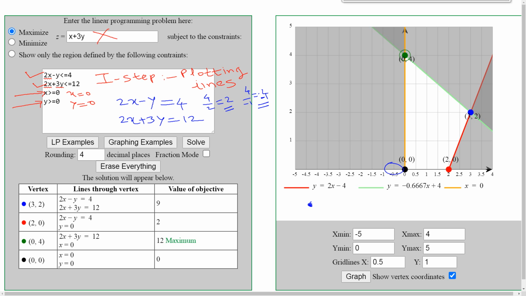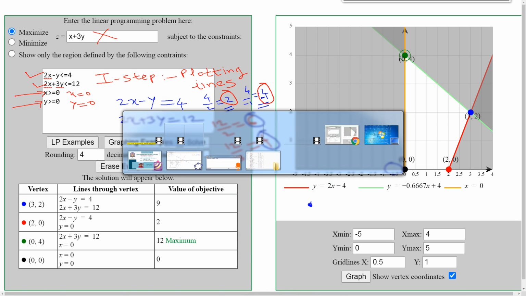Then for the second line, the point on the x-axis will be 12 upon 2, which is 6, and the point on the y-axis, c upon b, that is 12 upon 3, is going to be equal to 4. So thus we have two lines. One line passes through point 2 and another through minus 4 respectively on the x and y axis, and another line passes through point 6 on the x-axis and point 4 on the y-axis.